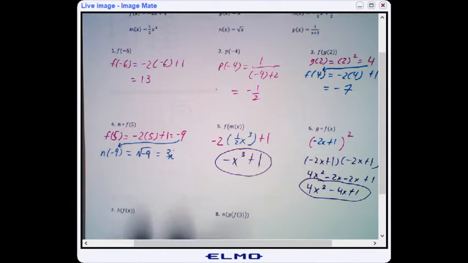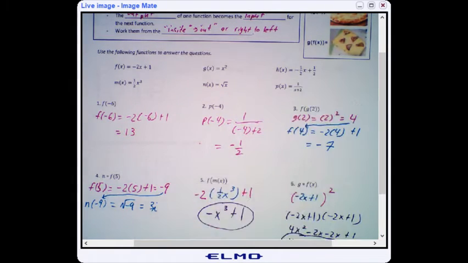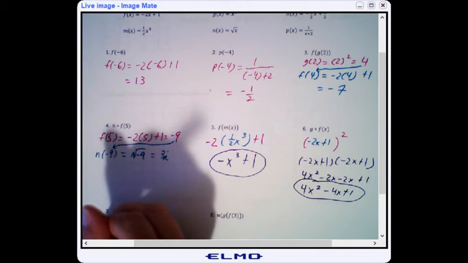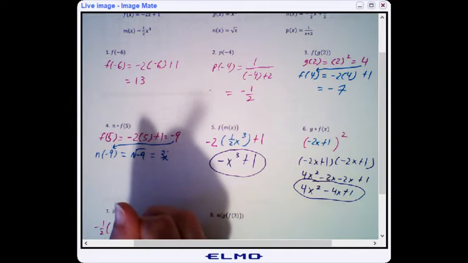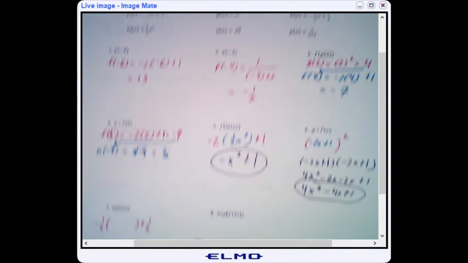Okay, for my last two, I have h of f of x. So I'm going to take my h function. My h function is negative 1/2 x plus 1/2. I'm going to write everything down. Instead of writing the x, I'm just going to put parentheses there. And I'm going to put my f function inside of that. So my f function was negative 2x plus 1. So that's going to go in the parentheses.